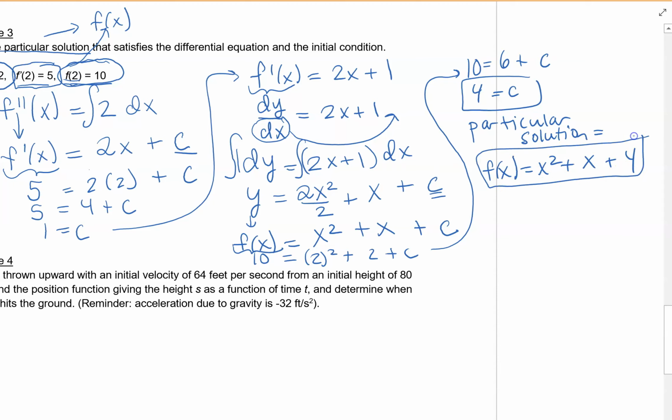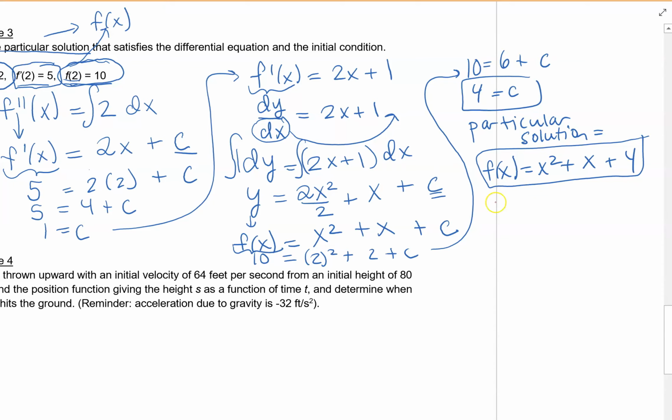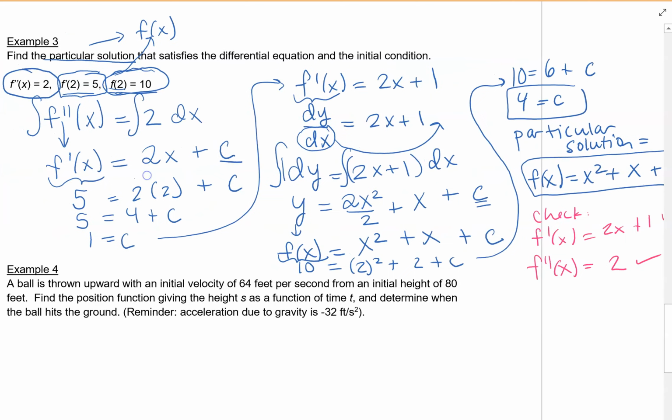Now again, if you are not 100% sure, you can check this answer by just taking the derivative twice. Right, so I can check right now. I can say, well, let's say this is f of x, then f prime would be 2x plus 1 plus 0, right? Derivative of a constant 0. So that part checks out so far. And then the second derivative would just be 2. So that part's checking out because that's what this was saying. The second derivative was 2.